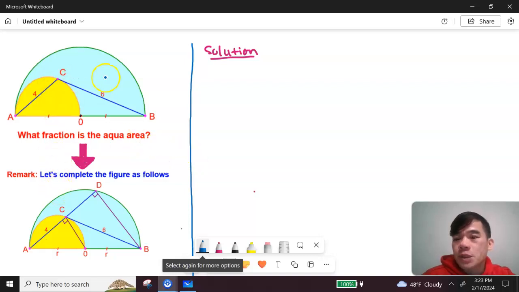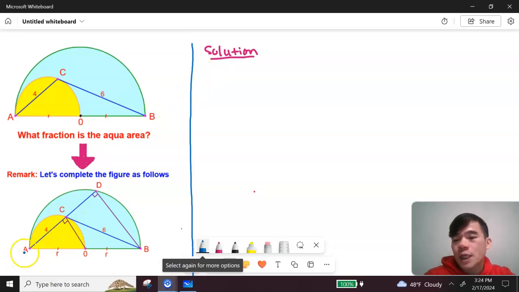Okay, given the picture on the left hand side, we need to calculate the fraction of the aqua area, which is the light blue one. Let's complete the figure as follows. We have AC equal 4, CB equals 6. O is the center of the bigger semicircle, and AO is the diameter of the yellow semicircle.